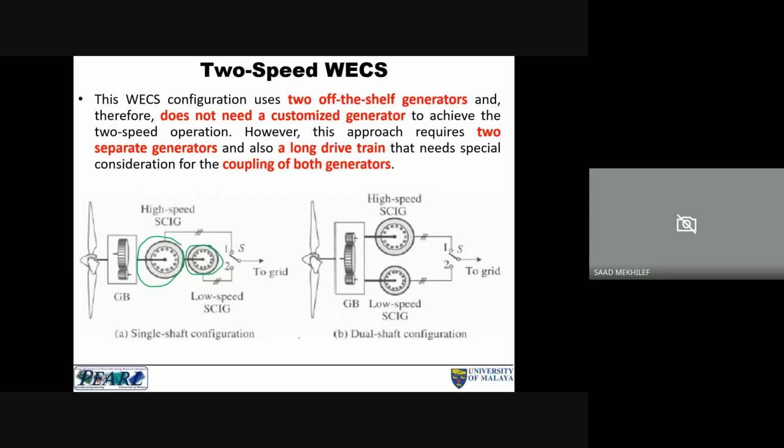This is a single shaft configuration. Sometimes we may also have a dual shaft configuration, where the low speed and the high speed generators are on different shafts, but we still have the switch, which couples both generators.